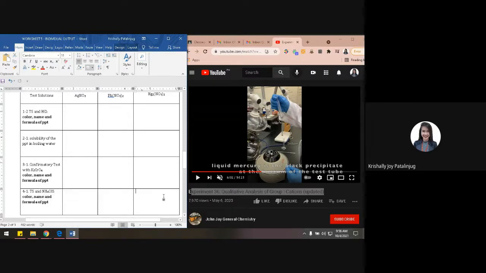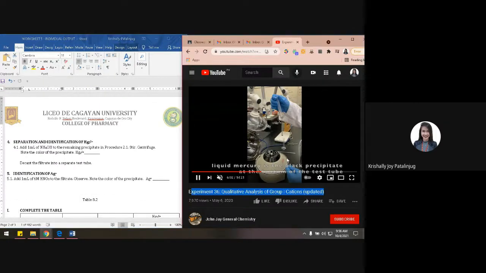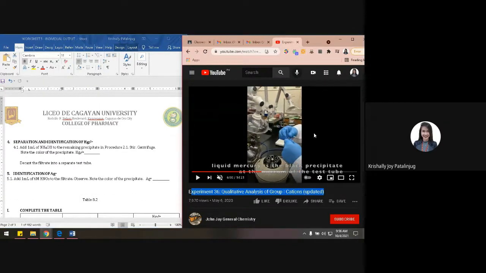Okay, so what is again the color? You simply write black. And what is the name of that? It's the mercury metal or the liquid mercury. The formula is Hg only. Walang charge, zero yung charge. Hg. That is the liquid mercury metal. Okay? O, na-separate na natin, no? Na-separate na natin yung mercury. Tama?